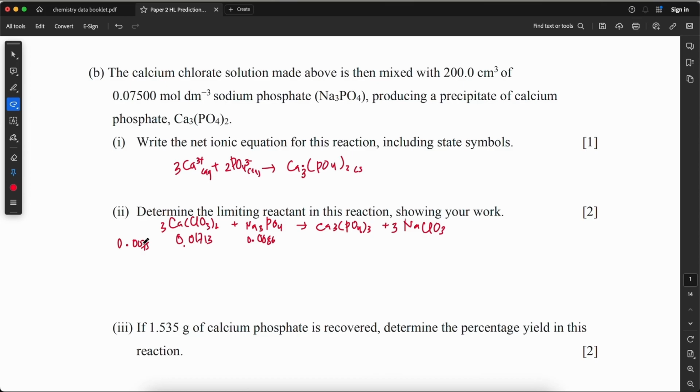is 0.0075, which is smaller. Therefore, the limiting reactant is calcium chlorate.